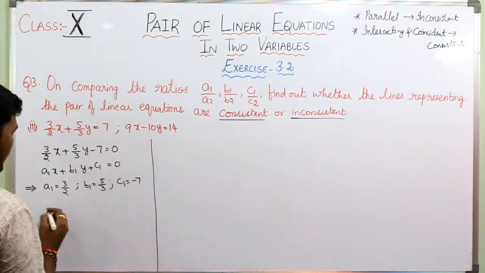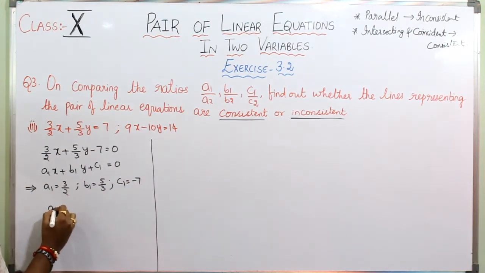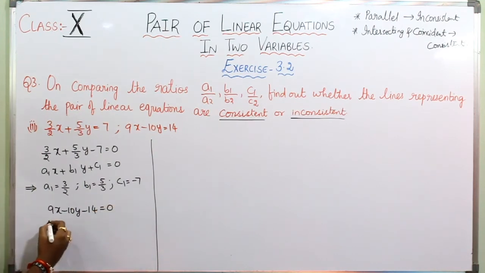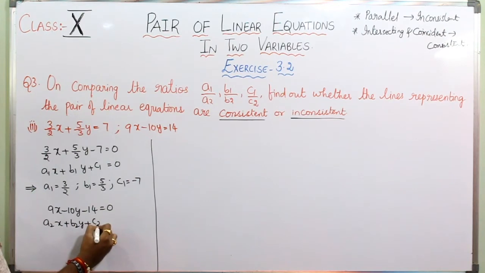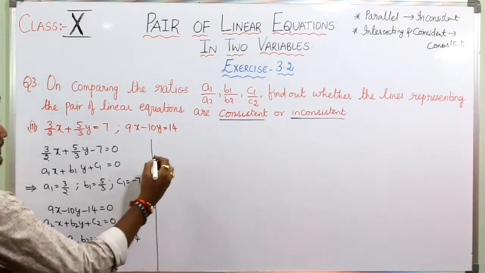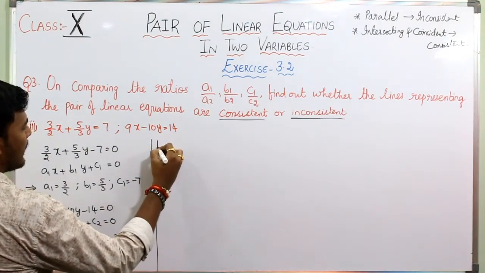Similarly, consider the second equation, that is 9x minus 10y minus 14 is equals to 0. Compare it with a2x plus b2y plus c2 is equals to 0. From this we can write a2 as 9, b2 as minus 10 and c2 as minus 14. So now for both equations we got a1, b1, c1, a2, b2, c2 values. Now let us compare the ratios.